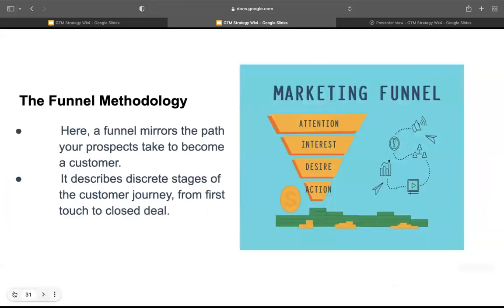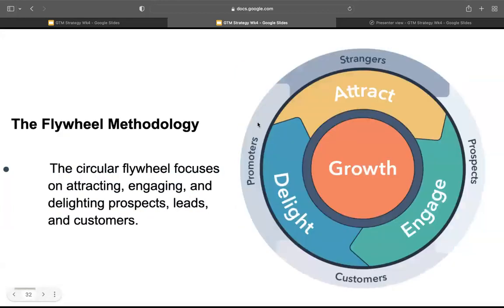So tell me, which one do you prefer? The funnel, is this the same thing? No, it's just different processes. So the funnel or the flywheel?